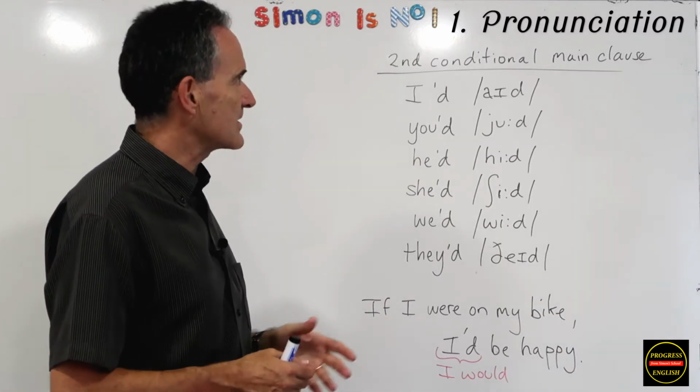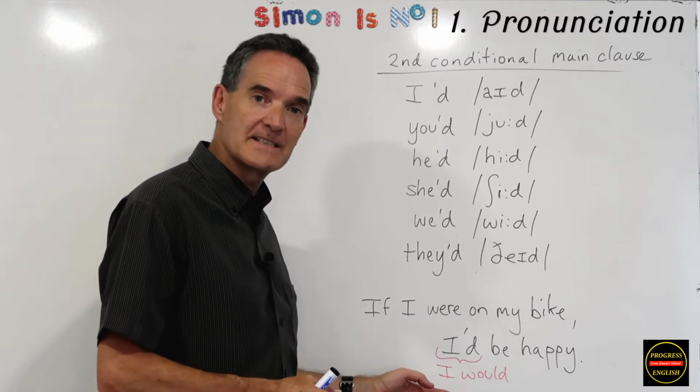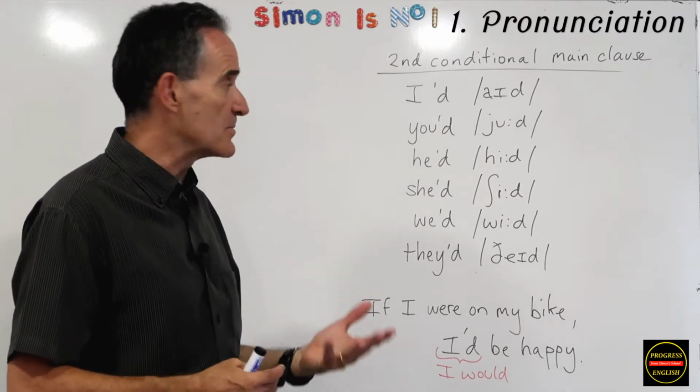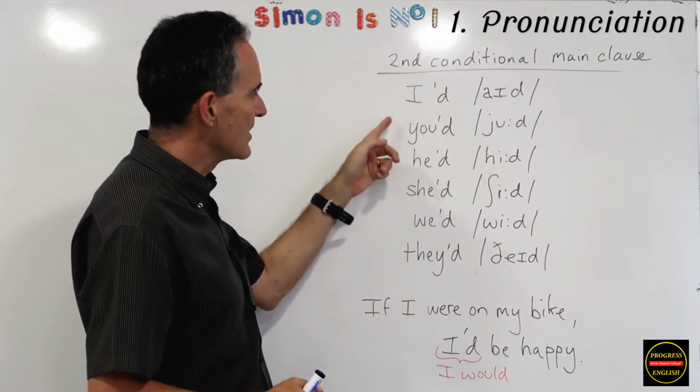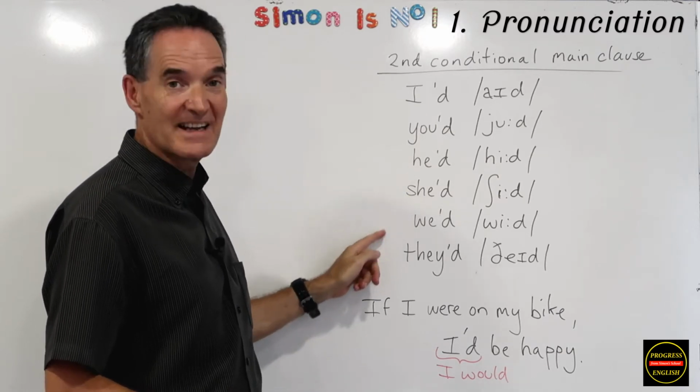Now let's look at the second conditional main clause. Often you will have to contract the pronoun with the would, and these will be pronounced I'd, you'd, he'd, she'd, we'd, and they'd.